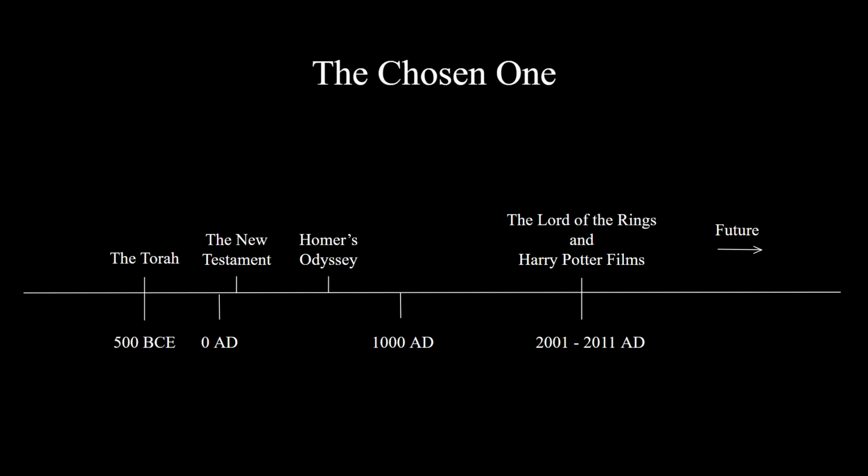By understanding this basic idea which drives the Chosen One archetype, it is no surprise that its presence can be found throughout history from as early as the Torah to as modern as The Lord of the Rings and Harry Potter.